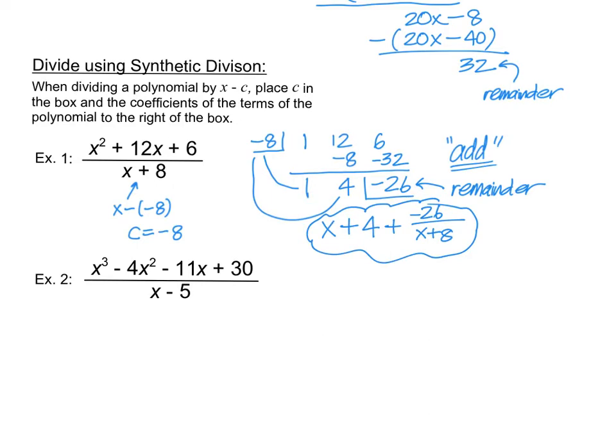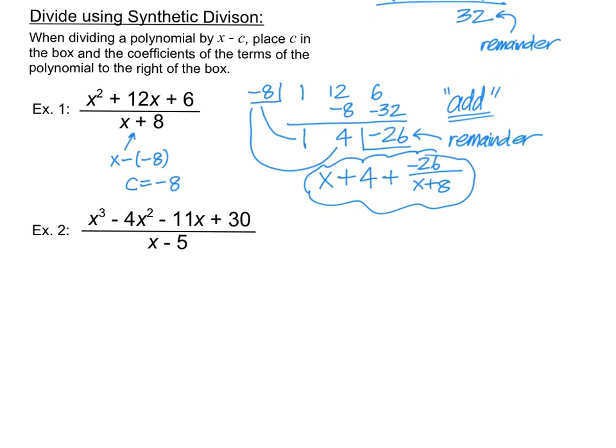Let's do another one so that you get the hang of it. So here I have x minus 5. So 5 goes in the box. Then you put the coefficients next to it. 1, negative 4, negative 11, and 30. Draw a line like this. All right, the first thing you do is take this 1 and drop it right down and write it there. So 1. Then you have 1 times 5, and you write the product right there. And then you add. Negative 4 plus 5 is positive 1, and you write 1 right there.